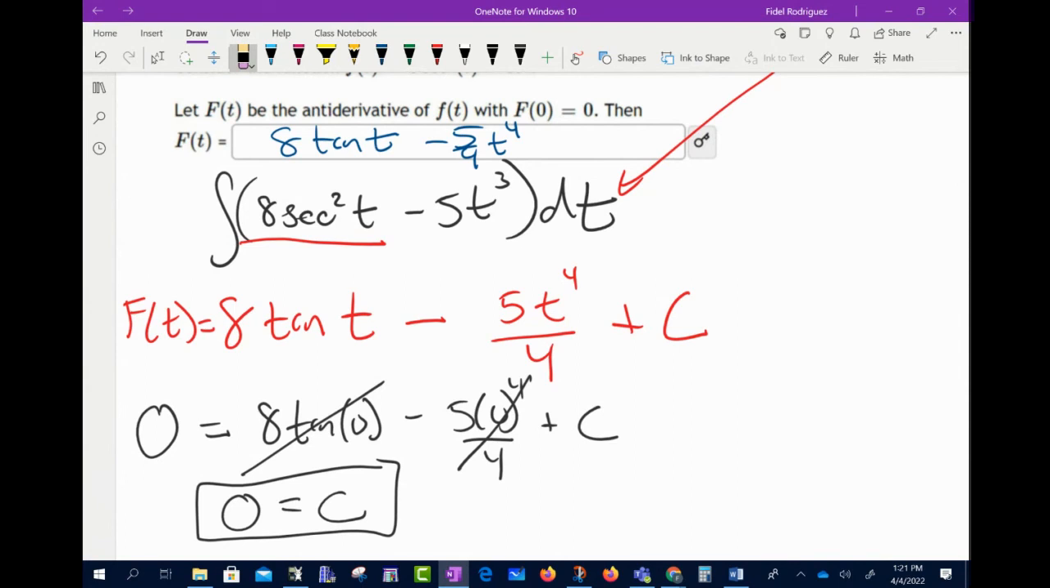So y'all, this problem was very similar to the one that we just did. It's just that in order for us to solve for that value C, this one was a lot easier, wasn't it? Right, because we plugged in 0 and it was equal to 0, and the tangent of 0 was 0, and 5 times 0 to the 4th is 0, so everything just kind of went away. This one was just a little bit easier for us to do.